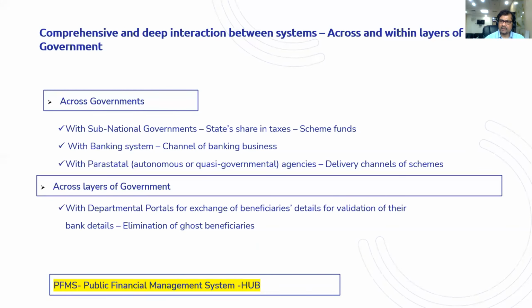So far as layers within the government are concerned, various departmental portals came into being much before PFMS, for example, for exchange of beneficiary data. For MGNREGA, if I want to do direct benefit transfer through PFMS, I have a system called NREGASoft, which collects the beneficiary data and sends it to me for validation of bank accounts. Then the payment files are again pushed to PFMS in a defined protocol, in a defined template, and then these are credited through the banking channel to the destination banks.